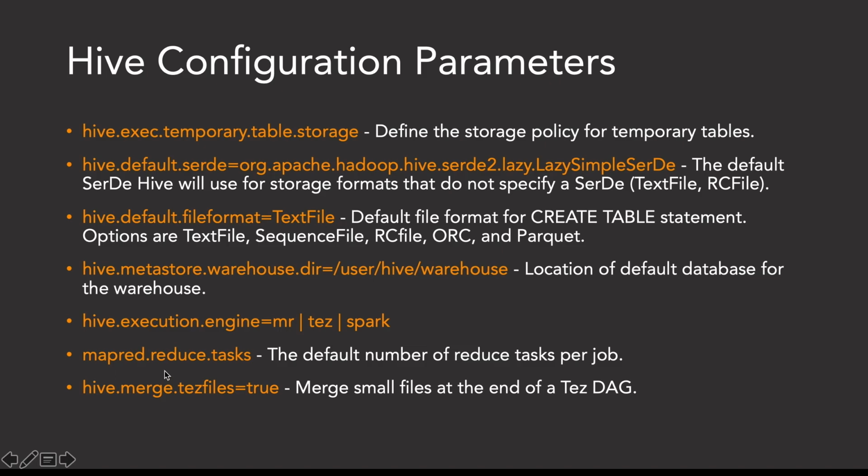Then using MapReduce reduce tasks, you can mention the number of reduce tasks per job. It becomes more useful when you want to specify a specific number of reduce tasks. We have a configuration called Hive merge Tez files equal to true. It will tell you whether to merge the small files at the end of a Tez task.